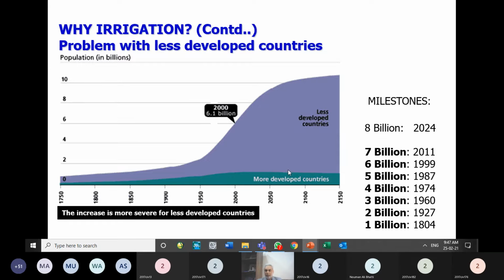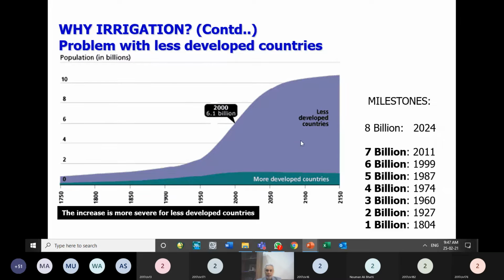If you see this graph, it is giving us a particular message: the population growth, if we see it on the world level, is alarming. But it is not the same in every country. Developed countries have kept their population increase in check, and underdeveloped countries are bulging at a higher rate. So they need more food and more fiber, and they should work even more than the developed countries so that they can fulfill the needs of their people.